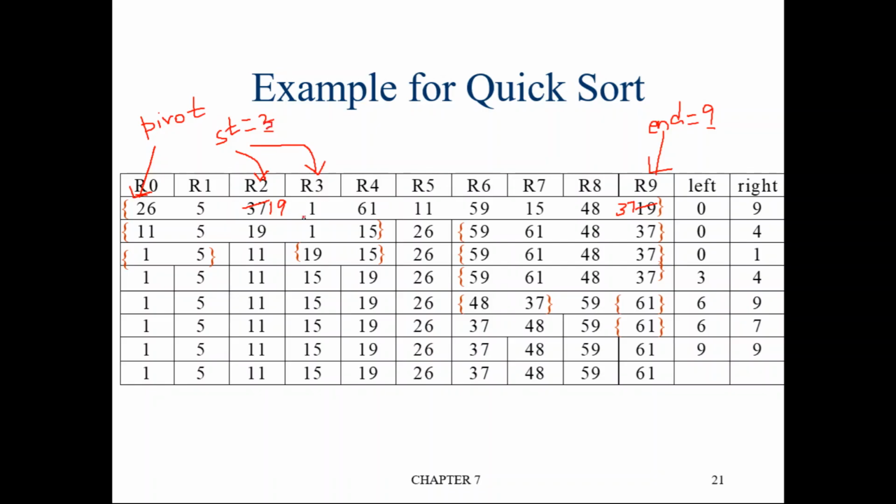Now the element is 1. Is it less than or equal to pivot element? Yes, it's less than or equal to pivot. So again increment. So start will point here. Now what is the value here at fourth location? Now start is 4.